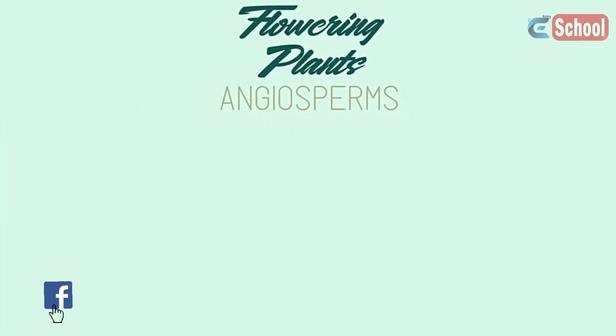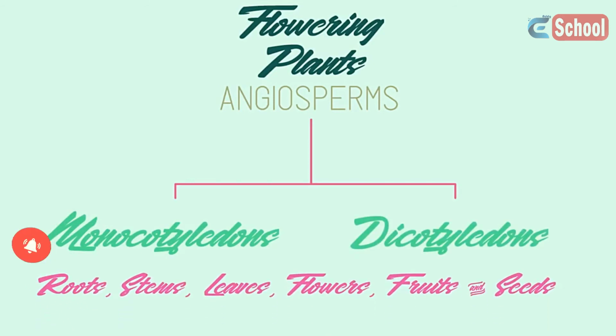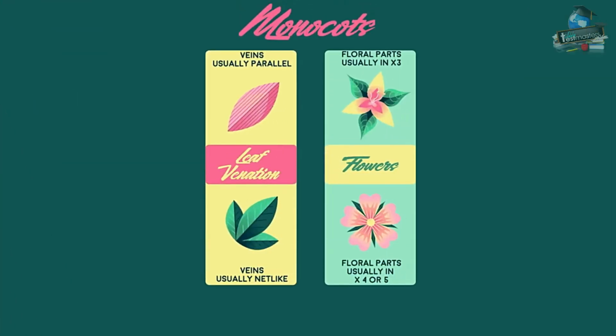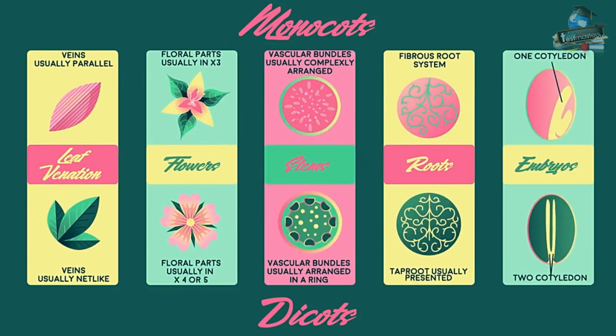Now for angiosperms, the largest and the most diverse group in the plant kingdom. Angiosperms consist of two major groups, monocotyledons and dicotyledons. These groups differ with respect to their roots, stems, leaves, flowers, fruits, and seeds. Some observable differences are that monocots have parallel veins and petals in groups of 3, whereas dicots have net-like veins and petals in groups of 4 or 5. There are other differences as well, but we don't need to worry too much about these at this stage.